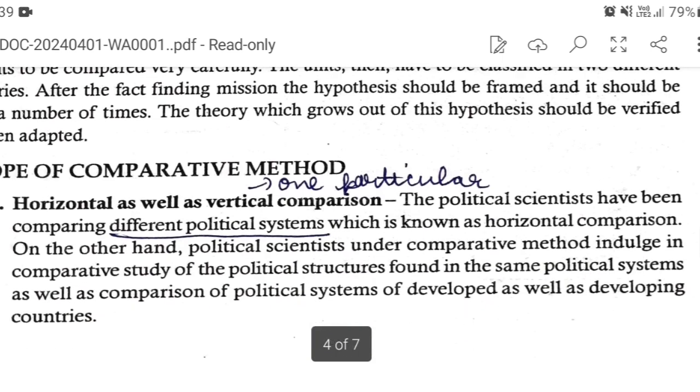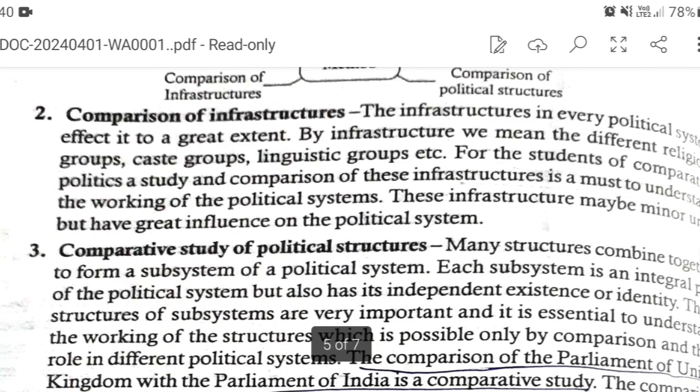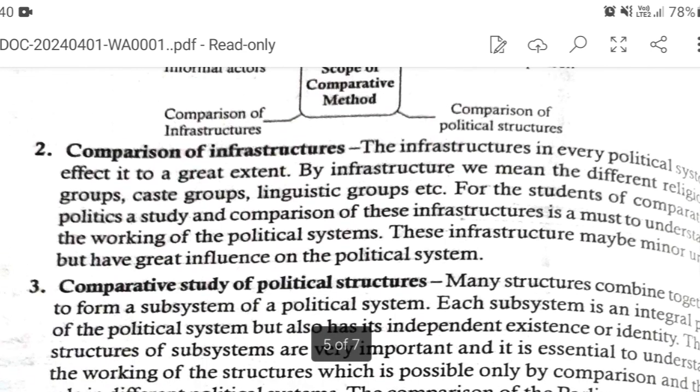Then comes the scope of comparative method. It is both the horizontal and vertical comparison, as कंपेयर करना डिफरेंट पॉलिटिकल सिस्टम को हॉरिजॉन्टल कंपैरिजन है, और वर्टिकल कंपैरिजन है कि एक पर्टिकुलर पॉलिटिकल सिस्टम को कंपेयर करना within itself. So that is vertical comparison. This flowchart you can make comparison of infrastructure कि different political system के जो different like religious groups हो गए, caste groups हो गए, linguistic groups हो गए, these all consist of the infrastructure, basically the informal actors.